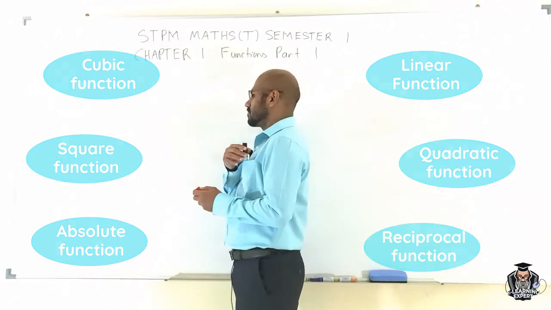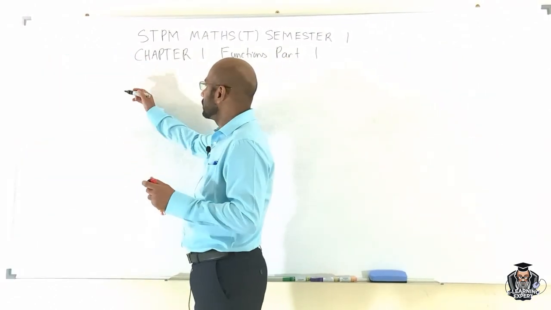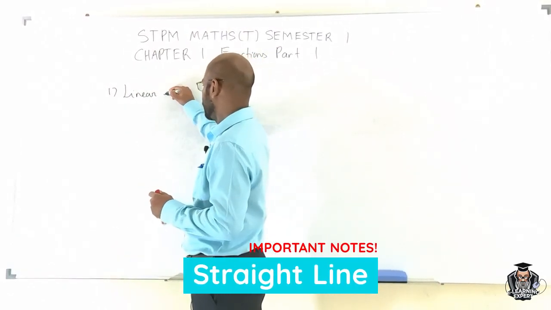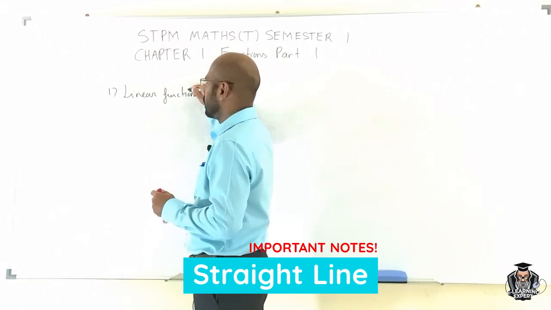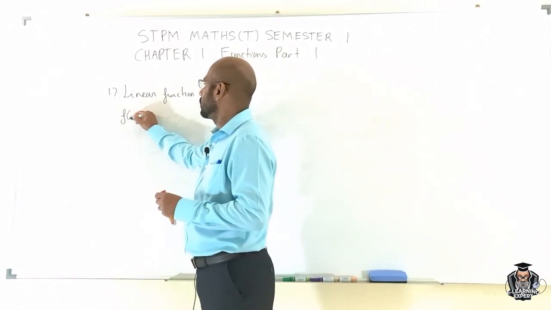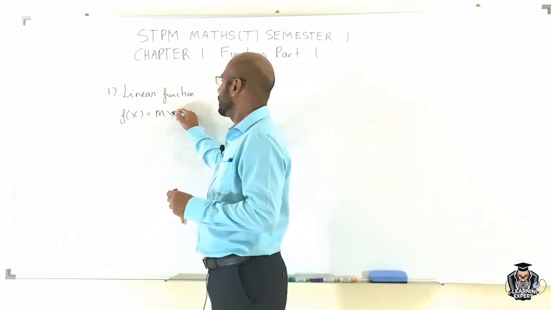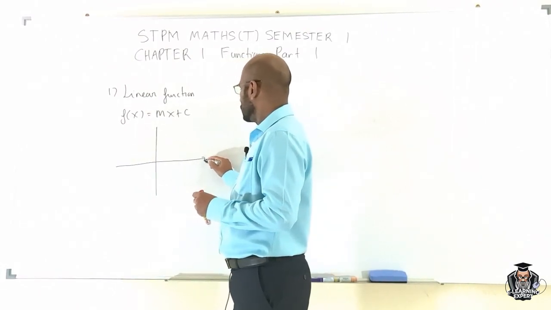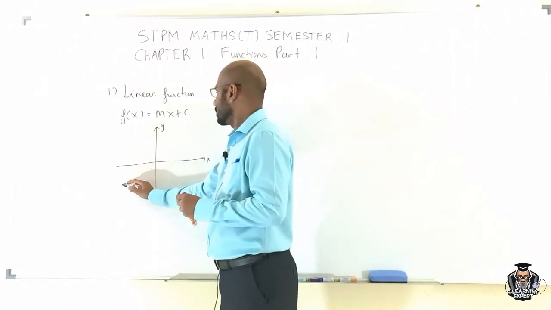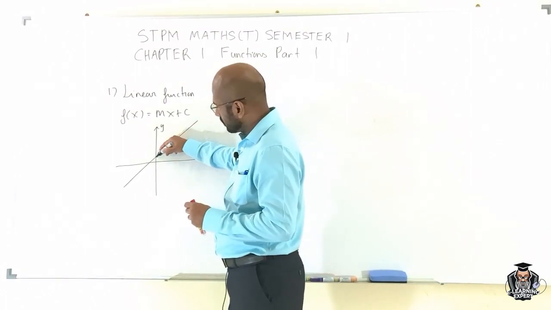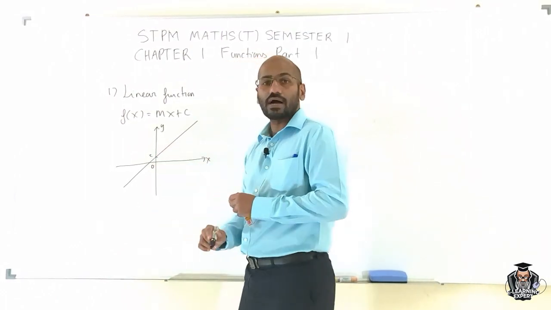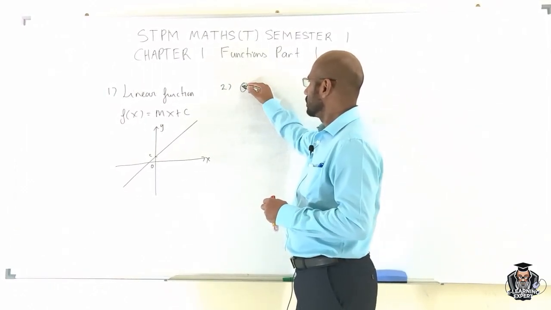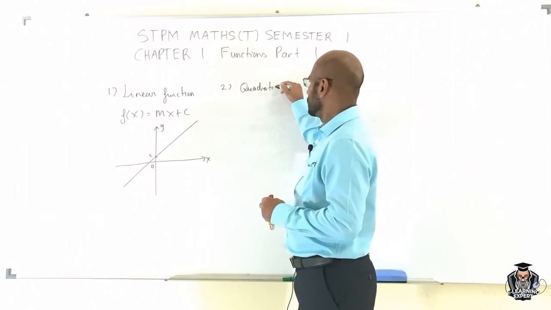So the first function is going to be the linear function, or you guys should already know by now, it's just a straight line. Linear means straight line. And how does a straight line follow? The equation y = mx + c. So a sketch of this function would just look like this. And remember that c is going to be the y-intercept over here. Second, we have got the quadratic function.